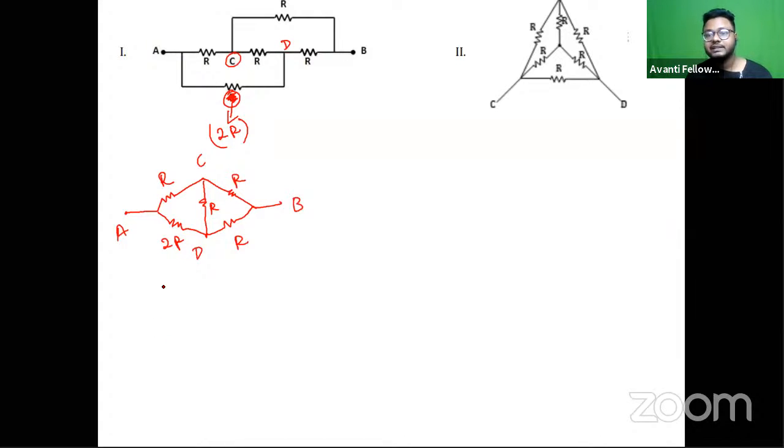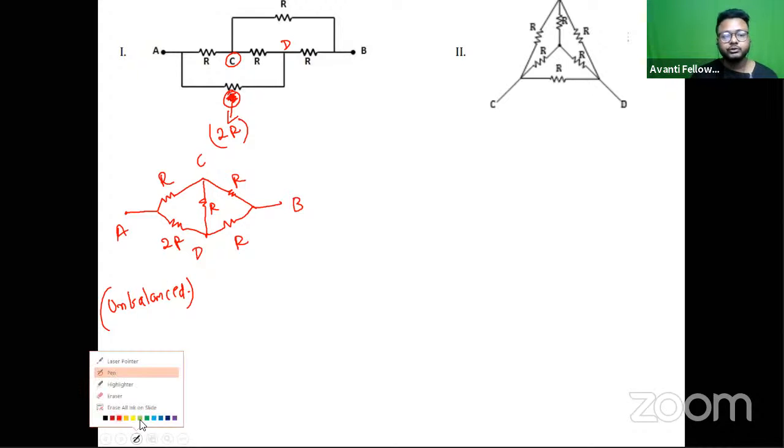Right? Now it is an unbalanced Wheatstone bridge. Since it is an unbalanced Wheatstone bridge, you cannot say that in the middle the current will be 0. So here the current will not be equal to 0. If you want to solve such a problem, you need to use KVL or KCL. First apply your normal current dividing rule, and then apply KVL.